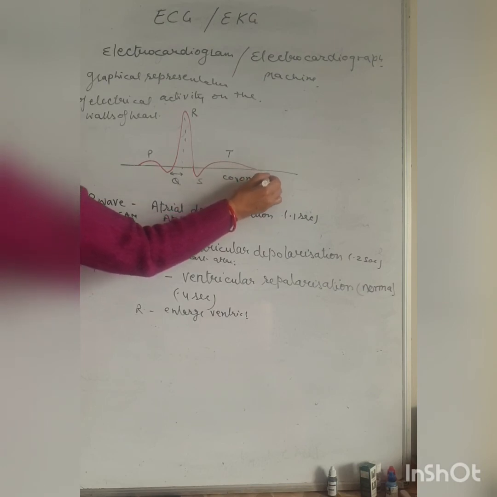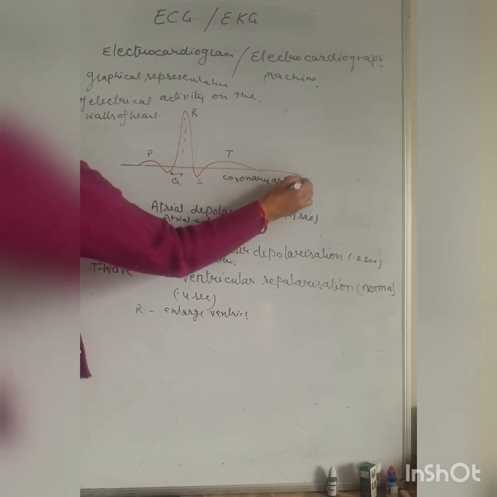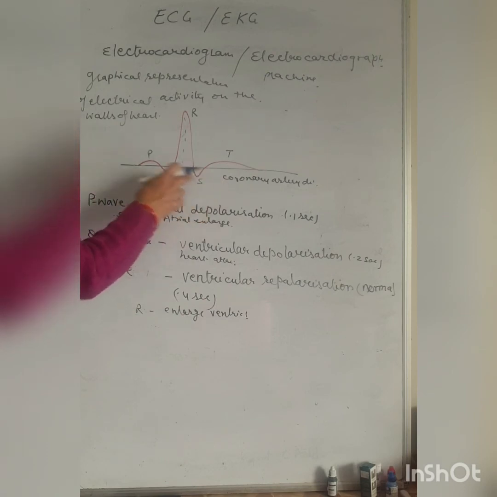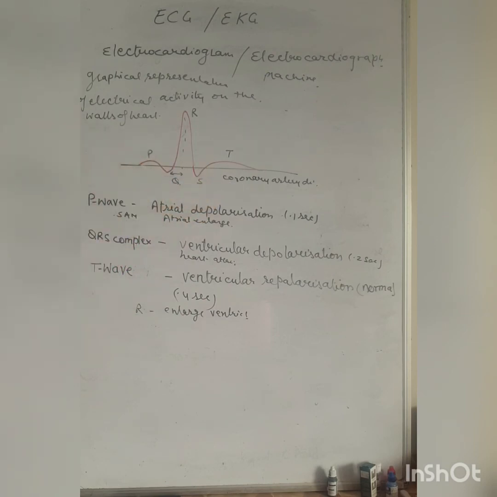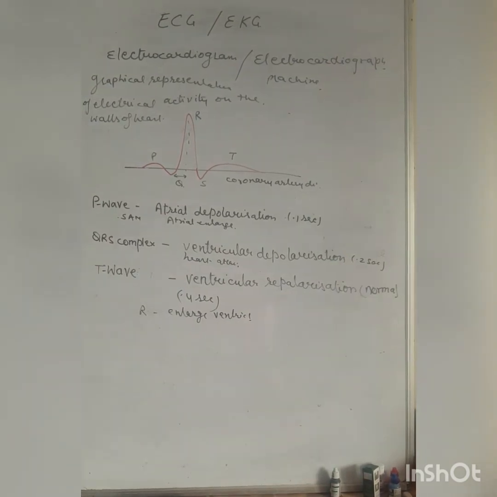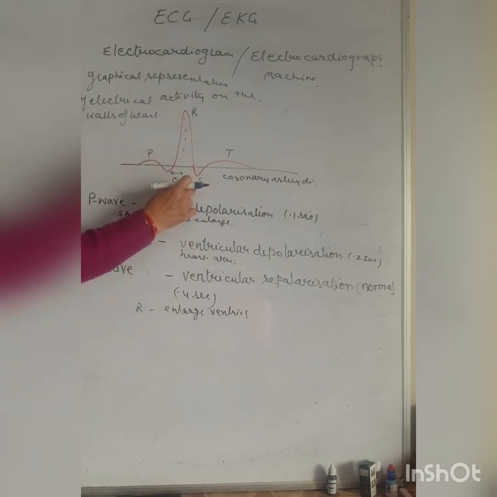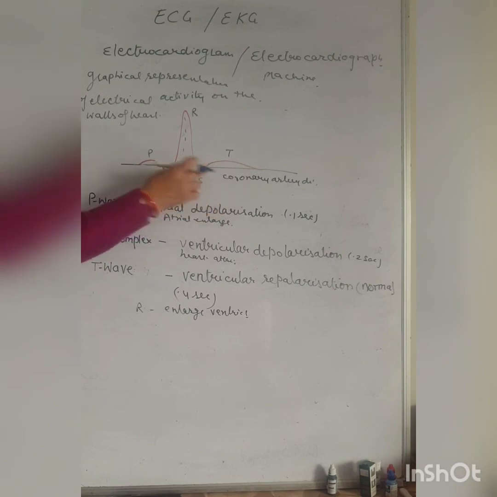Coronary artery disease. So these are the ECG waves in which we can see the different events. In a typical record, three clearly recognizable waves appear with each heartbeat: P, QRS and the T.